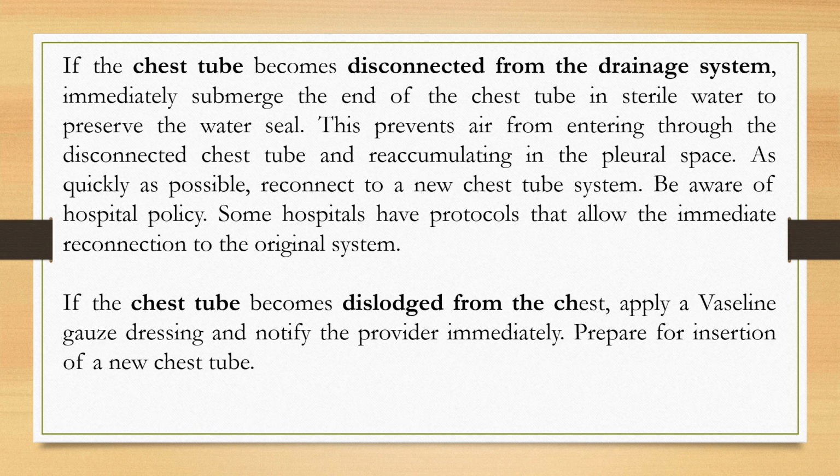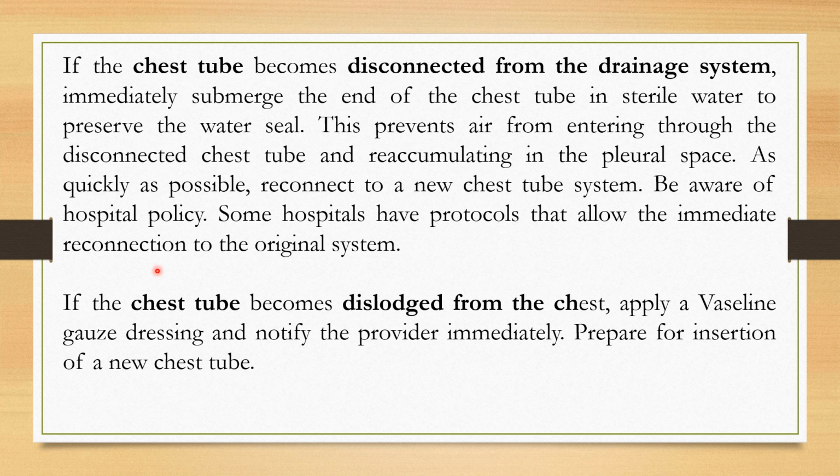If a chest tube becomes disconnected from the drainage system, immediately submerge the end of the chest tube in sterile water to preserve the water seal. This prevents air from entering through the disconnected chest tube and reaccumulating in the pleural space. As quickly as possible, reconnect to a new chest tube system. Be aware of the hospital policy. Some hospitals have protocols that allow the immediate reconnection to the original system.